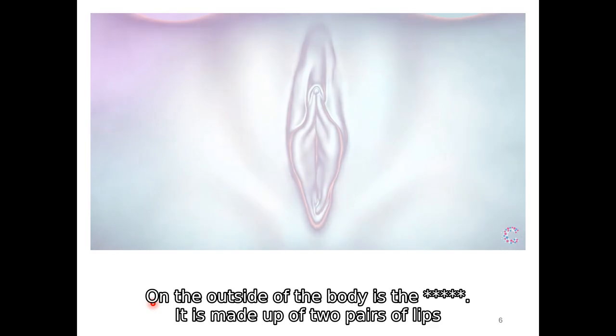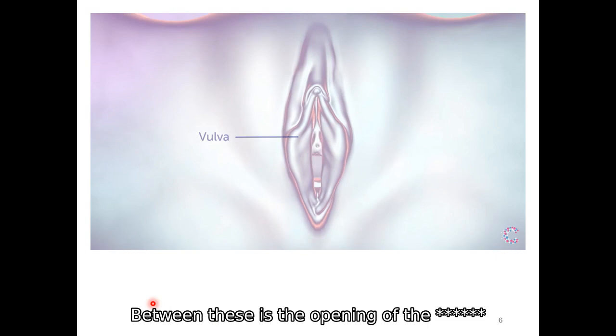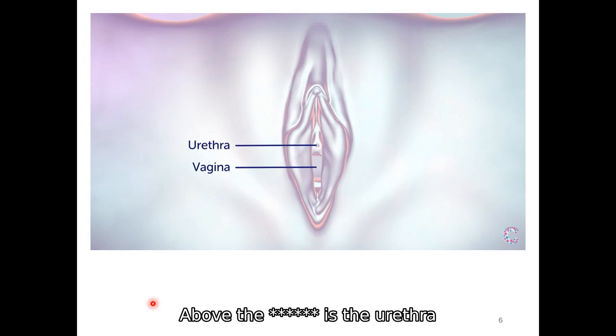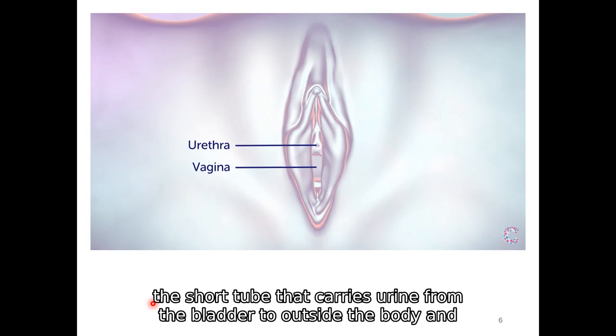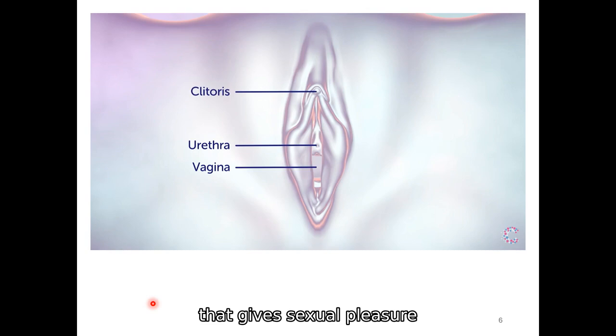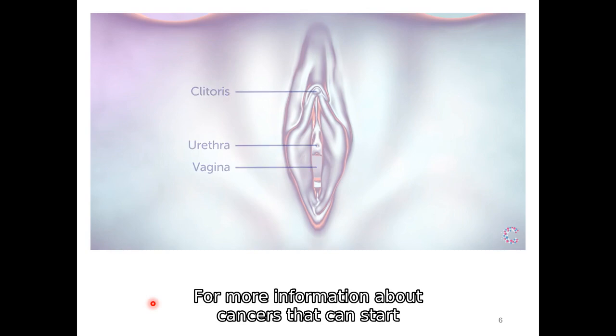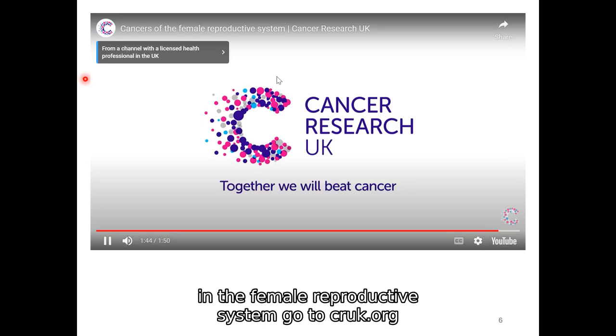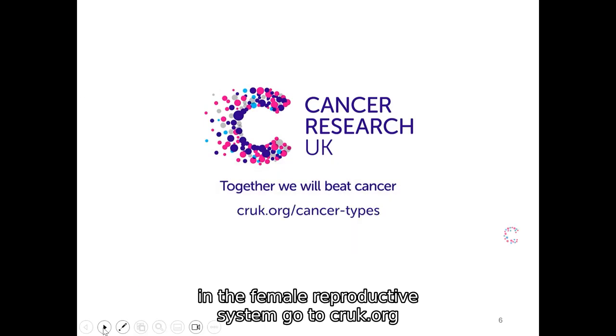On the outside of the body is the vulva. It is made up of 2 pairs of lips. Between these is the opening of the vagina. Above the vagina is the urethra, the short tube that carries urine from the bladder to outside the body. And above the urethra is the clitoris, a very sensitive area that gives sexual pleasure. For more information about cancers that can start in the female reproductive system, go to cruk.org.